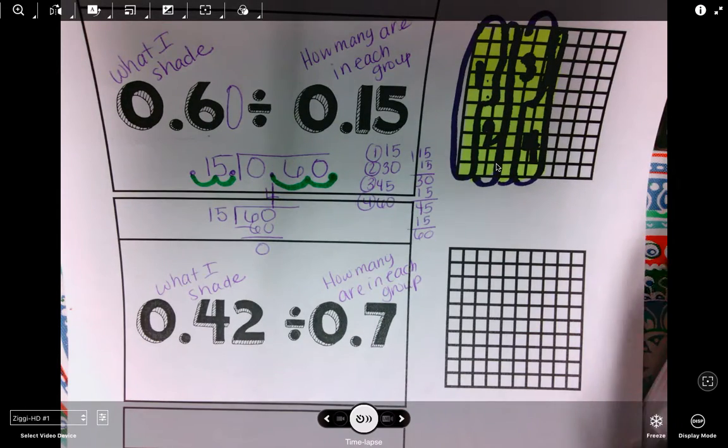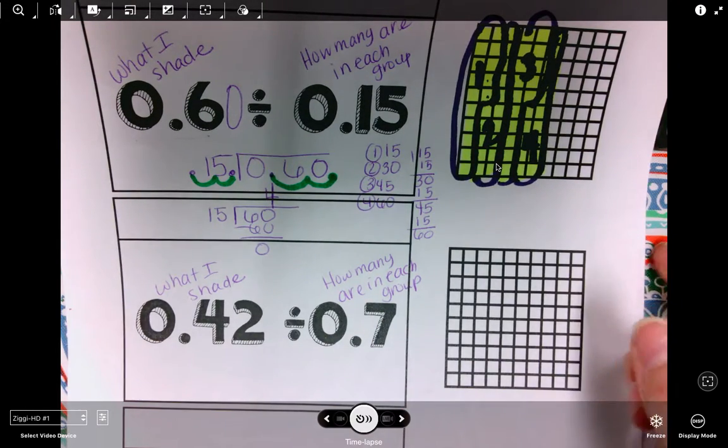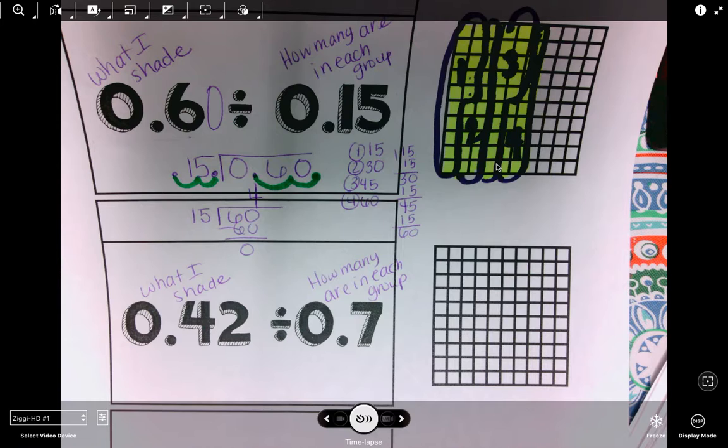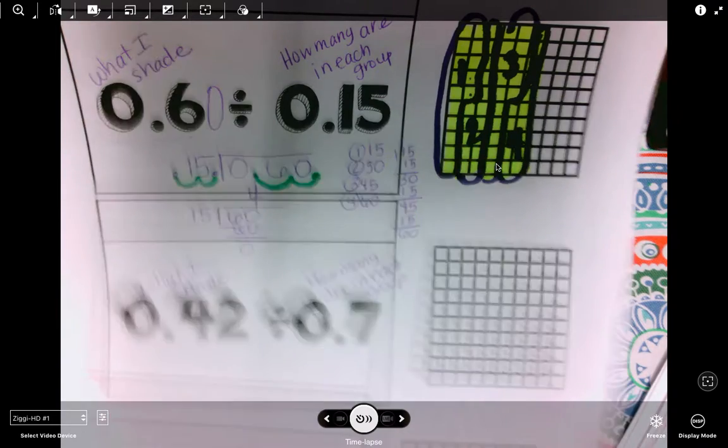Again, if I'm going too fast for you, just pause the video and catch up. Okay, so we're going to do the standard way second this time. Let's do our models first.